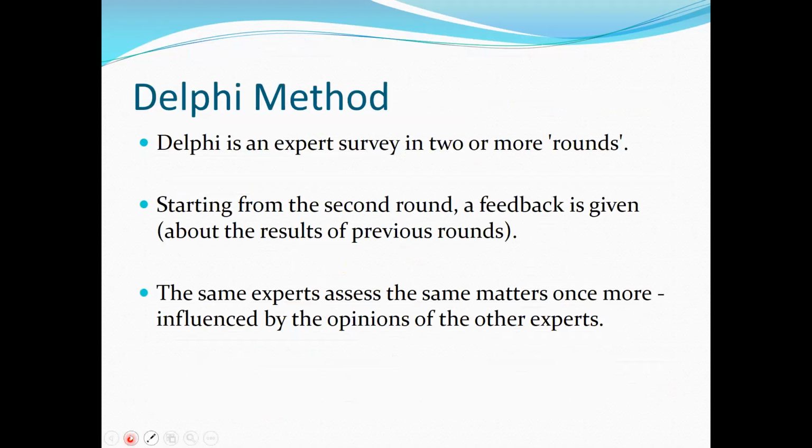So the Delphi method, as I said before, is an expert method of two or more rounds. Starting from the second round, feedback is given about the results of the previous round, and the same set of experts assess the same matter once more, but now they're influenced by the opinions of other experts. That way you try to reach consensus. So that's what the Delphi method is.